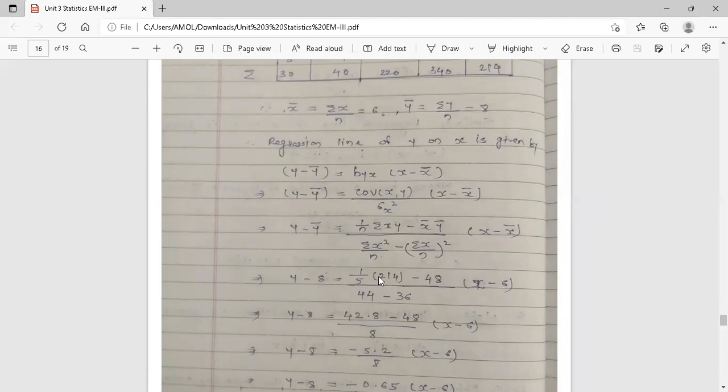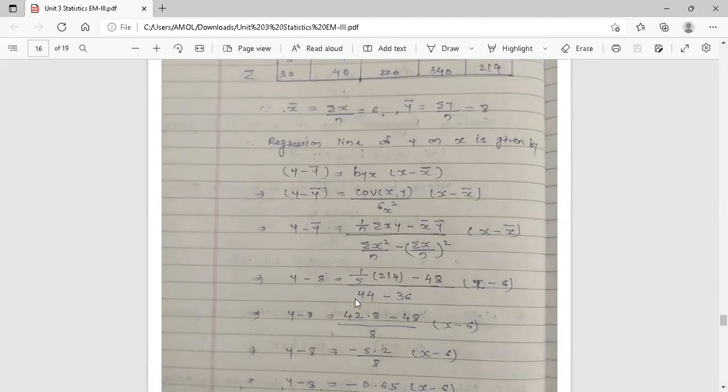N is 5. Summation xy is 214 from the table. X bar is 6, y bar is 8. Multiplication of 8 and 6 is 48. Put here 48 upon summation x square, which is 220, upon n. N is 5.